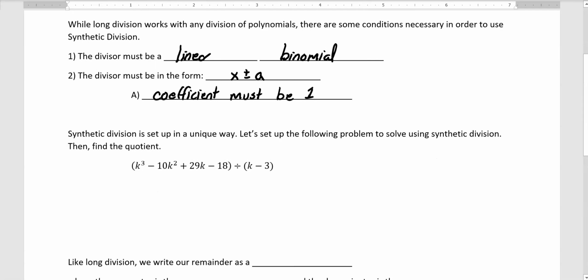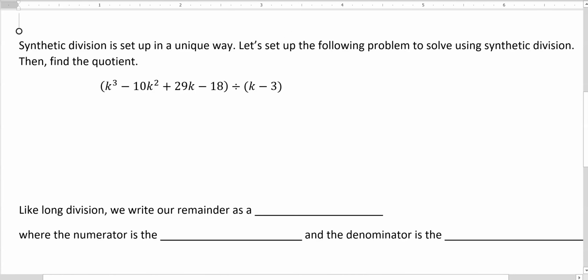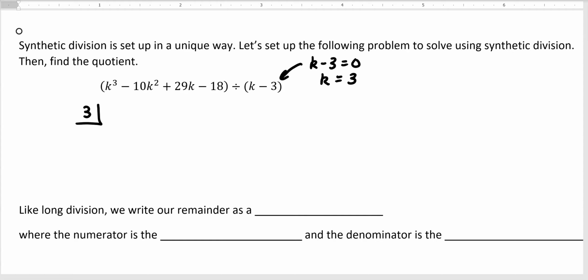Synthetic division is set up in a pretty unique way. Let's walk through that, and then we'll be good to go with some samples. Synthetic division uses the 0 of the divisor. To figure out what that is, I'll set k minus 3 equal to 0, and I find k equals 3. With that number 3, I'm going to put it in what I call the box. Then I take the coefficients from my dividend: 1, negative 10, 29, and negative 18. I'll add a space here and draw a little line, and I'll show you why in a bit.